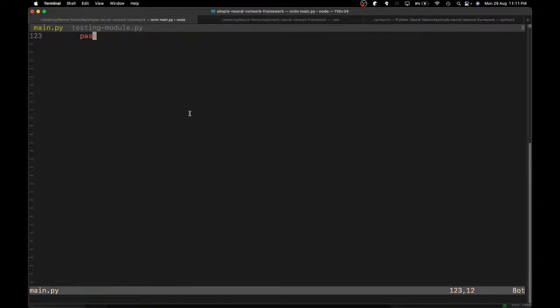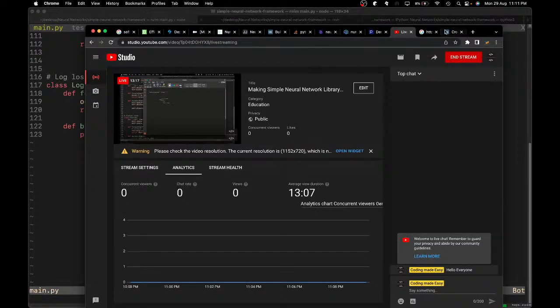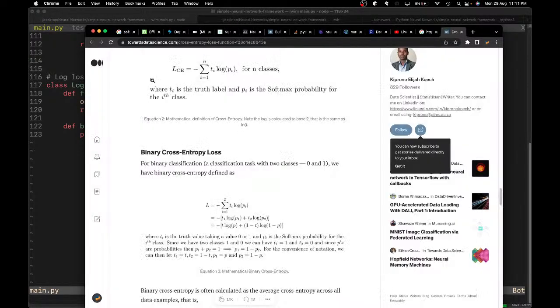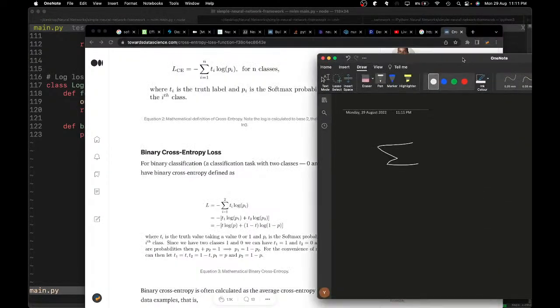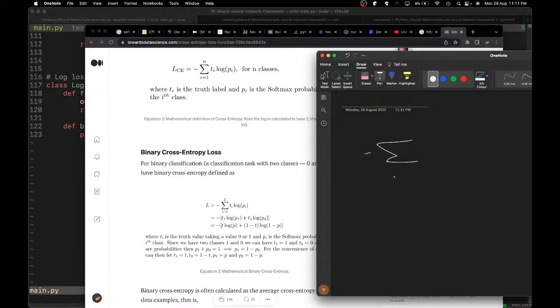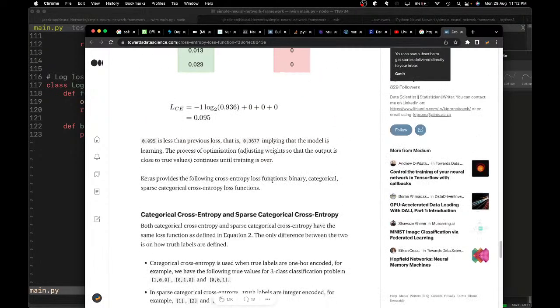All right. What is the equation? Let's just have a quick look at that. Oh, all right. It's negative. I don't know how I forgot that. It's negative, the sum from i equals 1 to n of d_i log p_i.